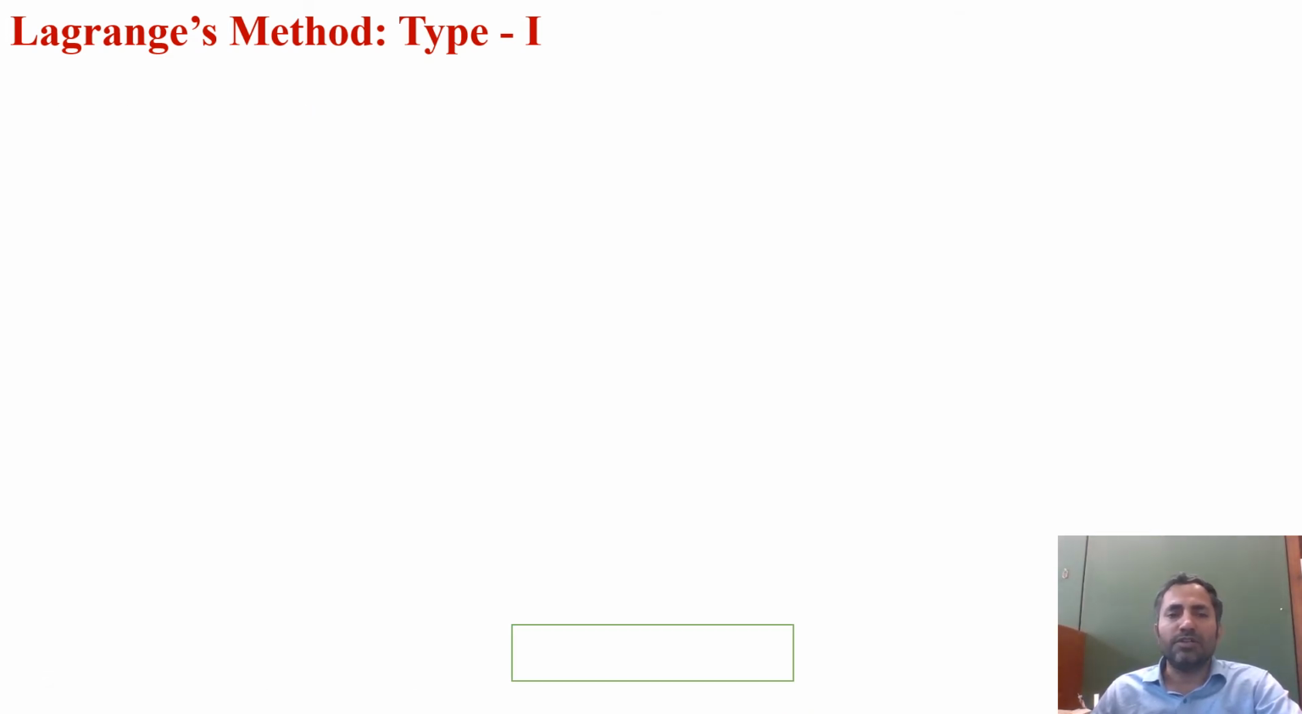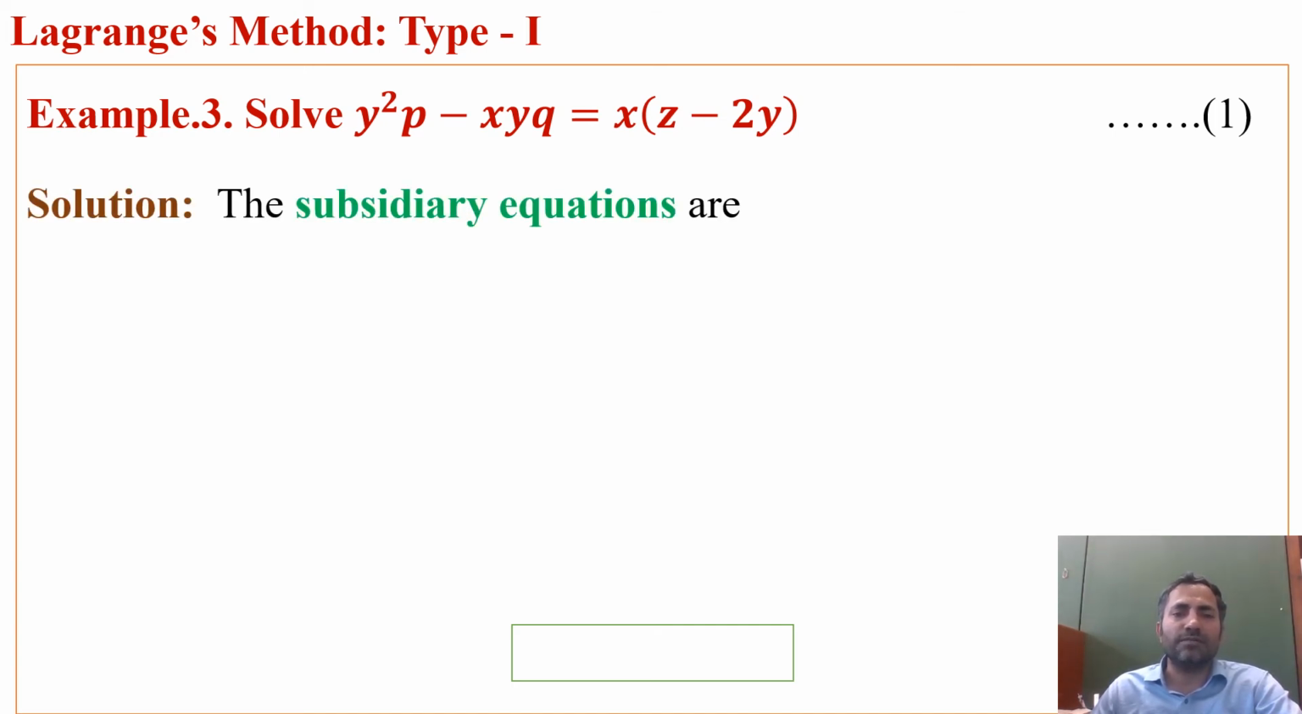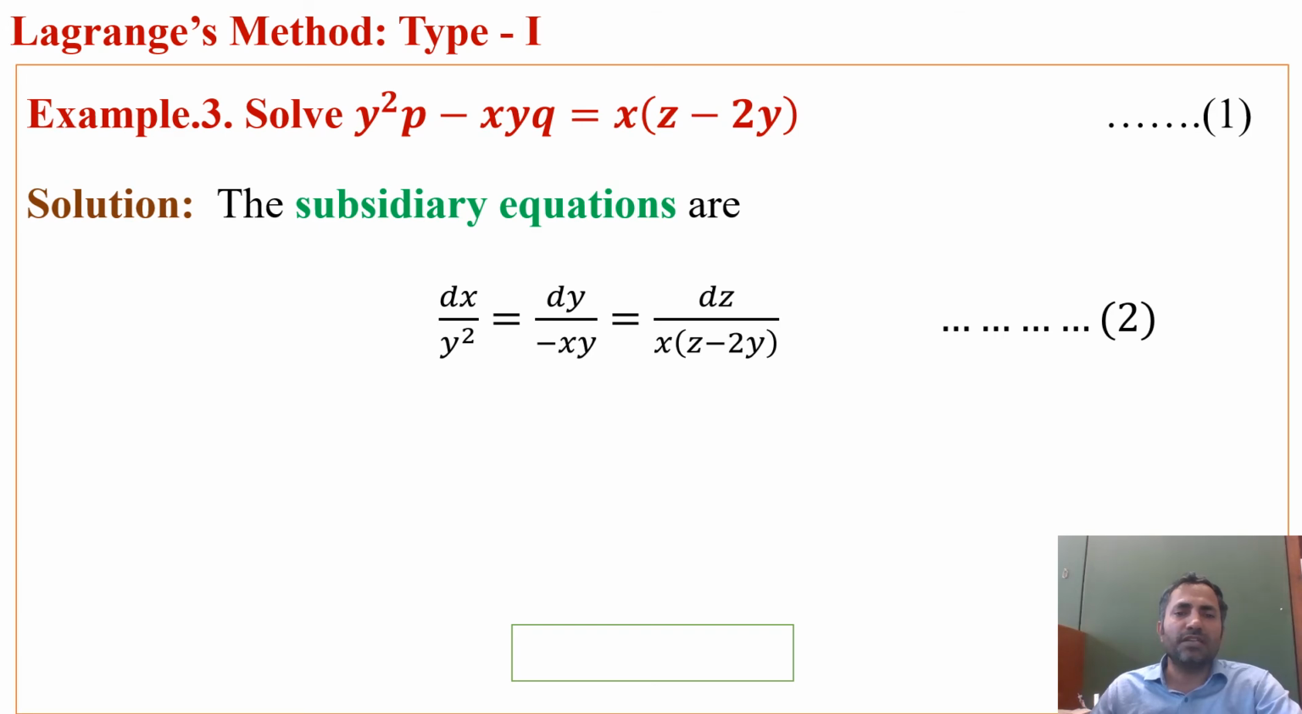Now come to the next question. y square p minus xy q is equal to xz minus 2y. So the subsidiary equation that we can represent: as we know, first identify the P, Q, R. So this is P, Q is equal to minus xy, and this is your R. So the auxiliary equation that we can write is dx upon y square equals dy upon minus xy, and dz equals that R we have written here.